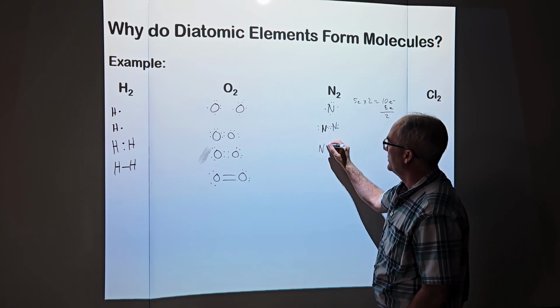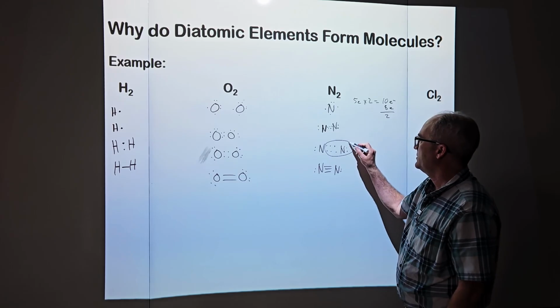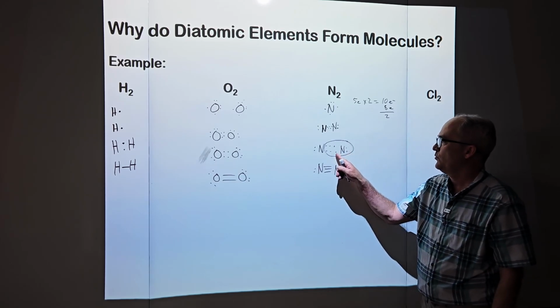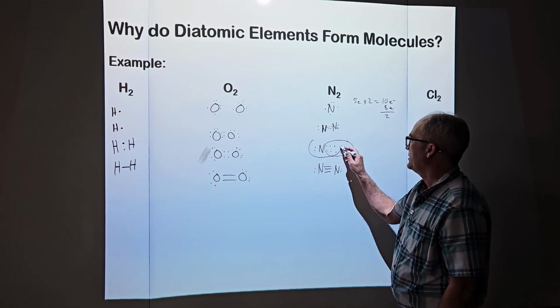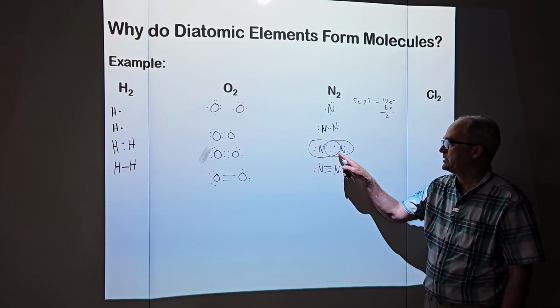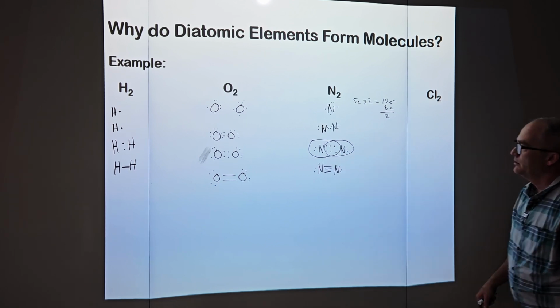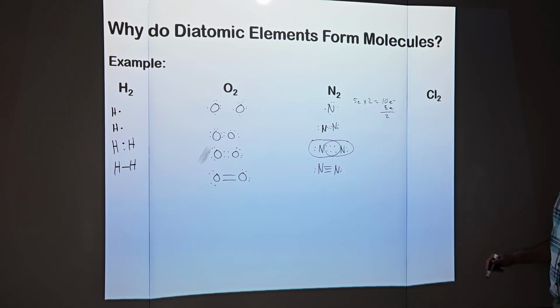So eventually I get something that looks like, in that circle thing we looked at, I get to count 8 electrons around this nitrogen, 2, 4, 6, 8. And I get to count 8 electrons around this nitrogen, 2, 4, 6, 8. And there's 6 electrons between them, making 3 bonds. We say nitrogen is triple bonded.